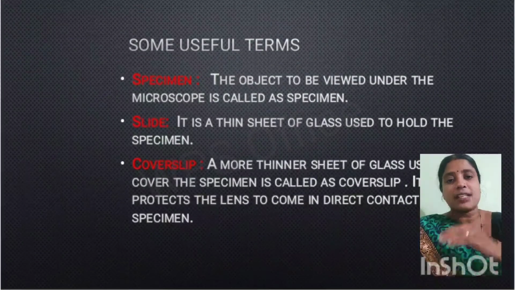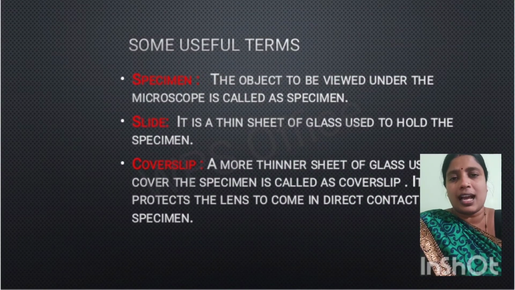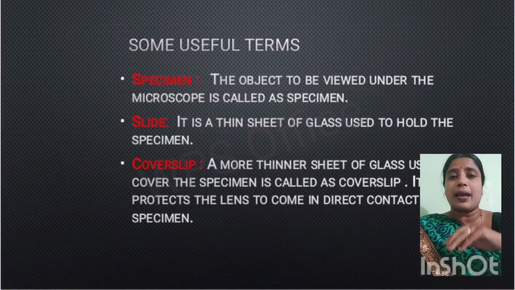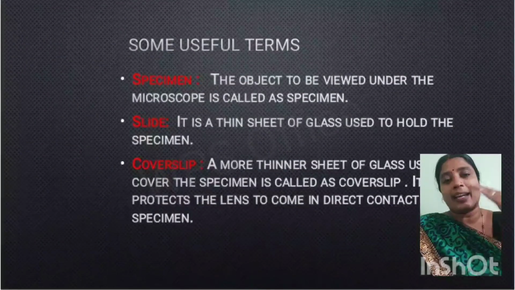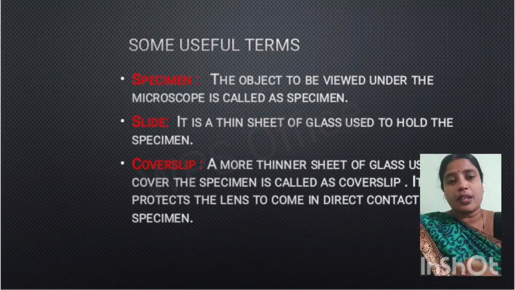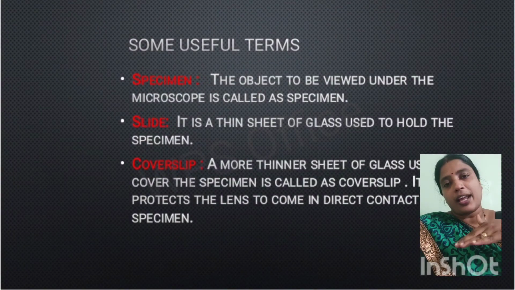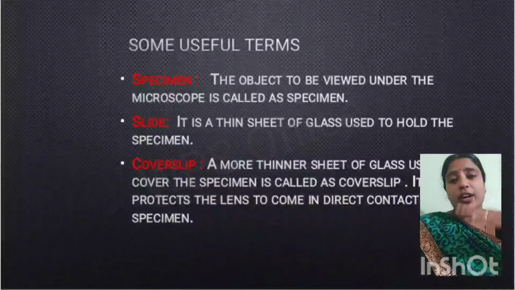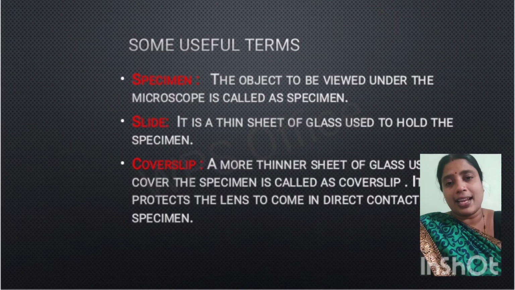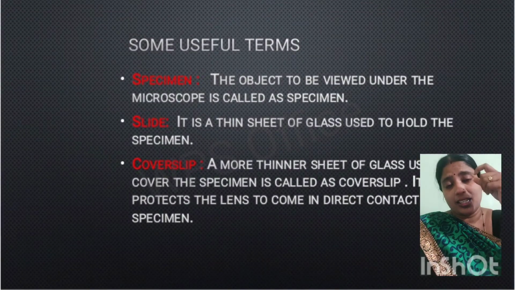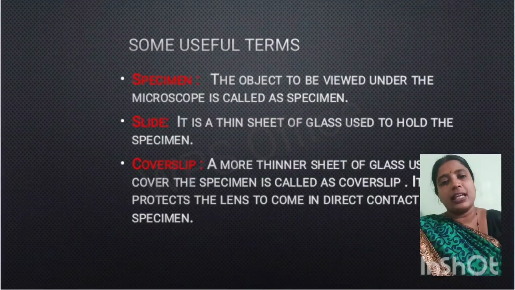What is a cover slip? A cover slip is again a thinner, even thinner sheet of glass which is used to cover the specimen and protect it from coming into direct contact with the lens. It avoids the specimen touching the lens, especially when you are adjusting the objective lens or eyepiece lens.